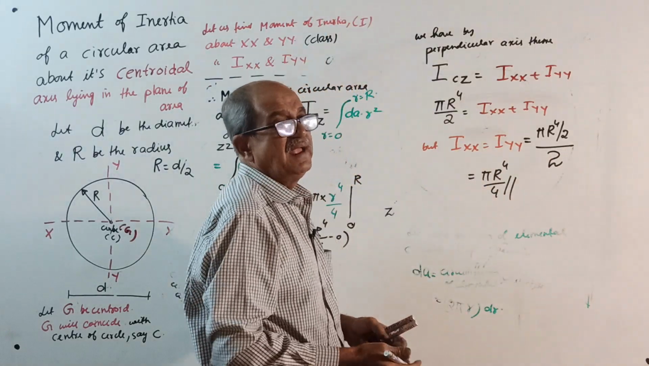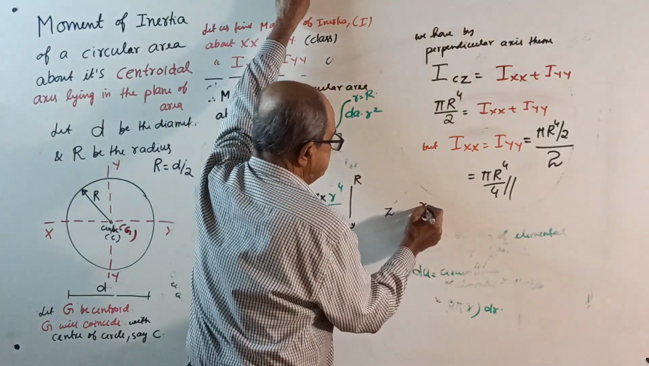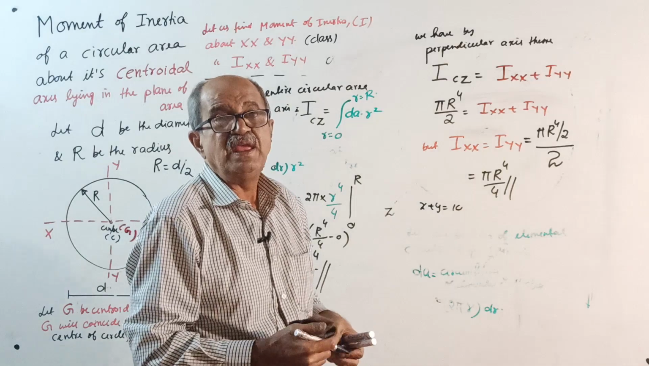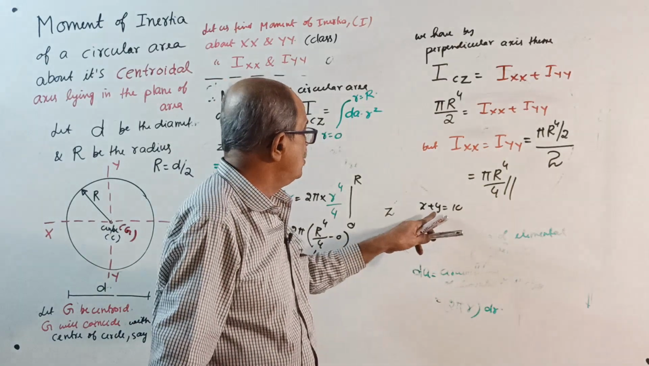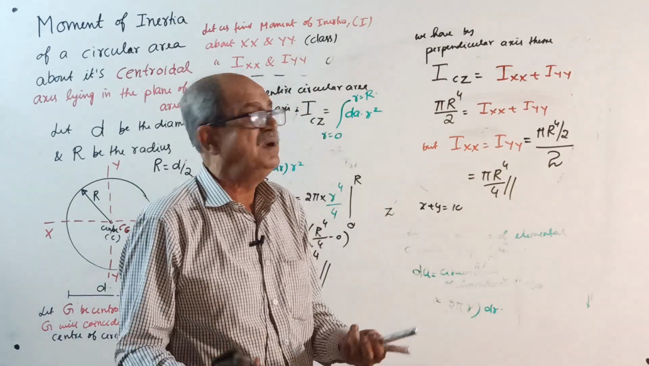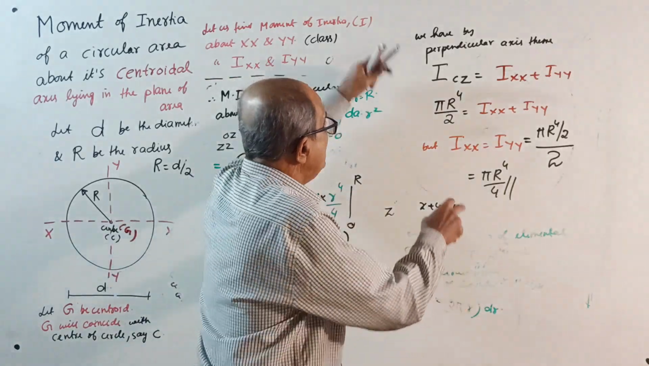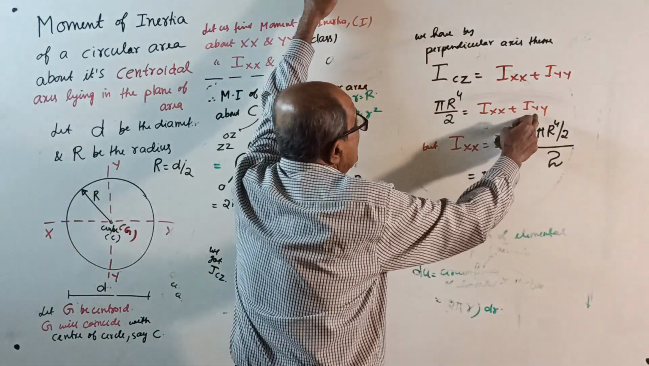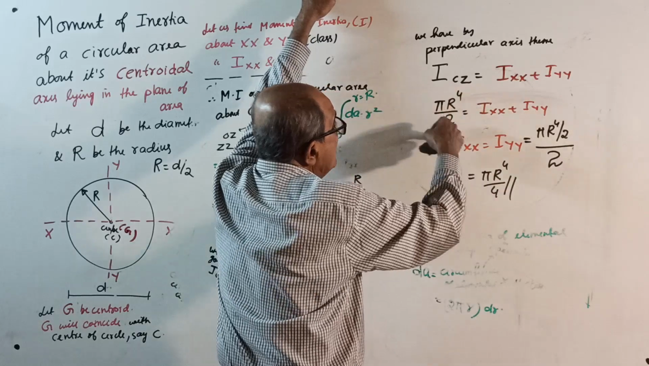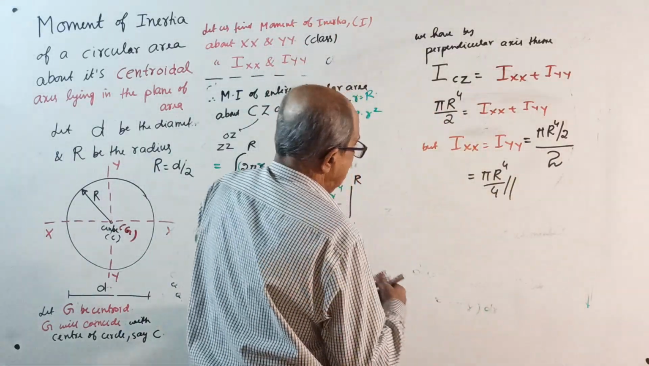Why divided by 2, I can't answer, such a silly question. Suppose x plus y equals 10. If x equals y, then both of them will be equal to 10 divided by 2. That is very common. If this step is not clear, the subject cannot be understood. I_xx equals I_yy, both are equal, so any one of them is the total answer divided by 2.